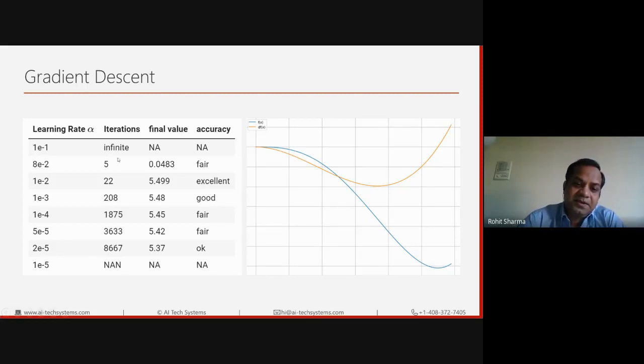Pick that order. Let's say it's working pretty good between 1e to the power minus 3 and 1e to the power minus 2, and then you go and perform another 10 iterations on a few samples, and then find which one is working good. So it's kind of a discovery process, generally, unless you're using AutoML.